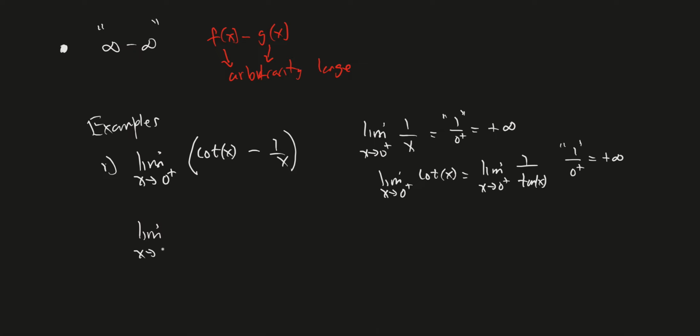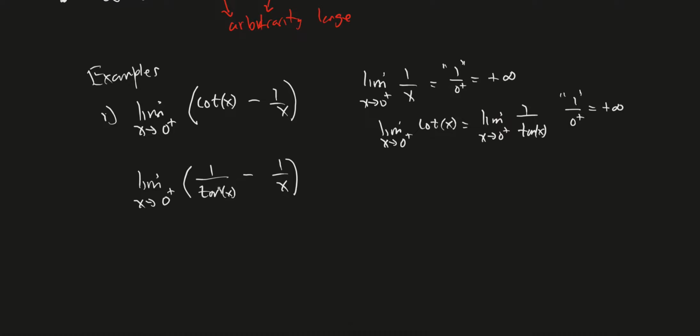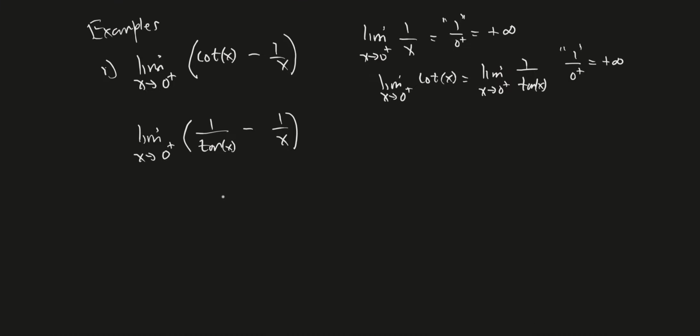Well, let's see. So we got 0 plus. So let's go ahead and write this as 1 over tangent x minus 1 over x. Now, one of the basic things that we are able to do from algebra is if we're taking the difference or sum of two fractions, we can write this as a single fraction by using the common denominator. So let's do that.